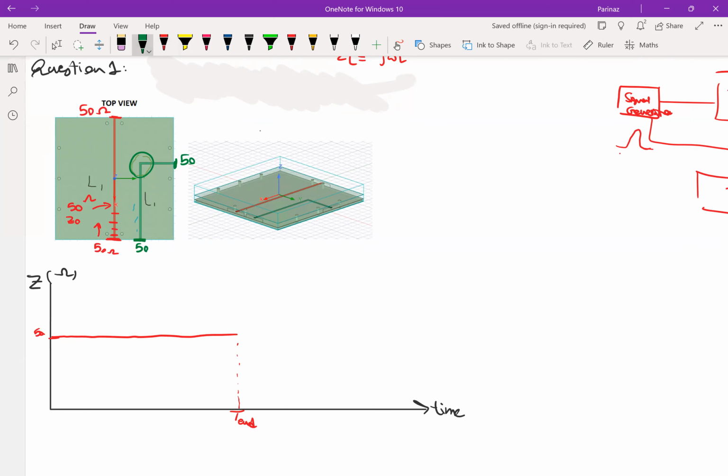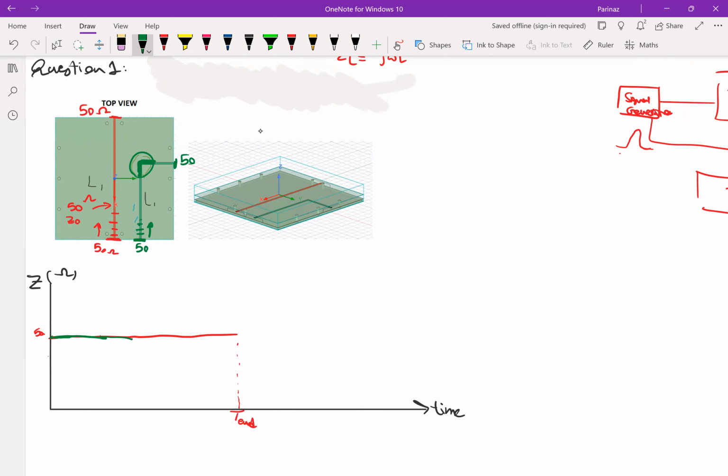Now let's look at this one. Again, the signal is starting. It's seeing 50 ohm. I'm gonna start from here again. So it's starting, going, minding its own business. 50 ohm, 50 ohm. Oops, I'm seeing a bend here. What does this bend mean?